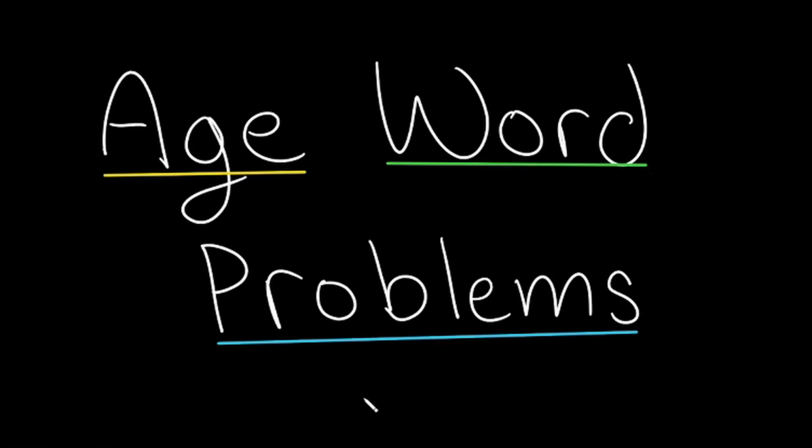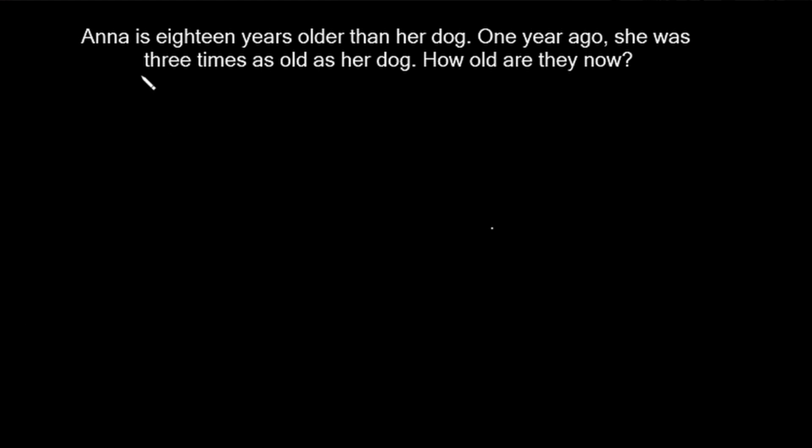Age word problems. Anna is 18 years older than her dog. 1 year ago, she was 3 times as old as her dog. How old are they now? Let's start with this first sentence.